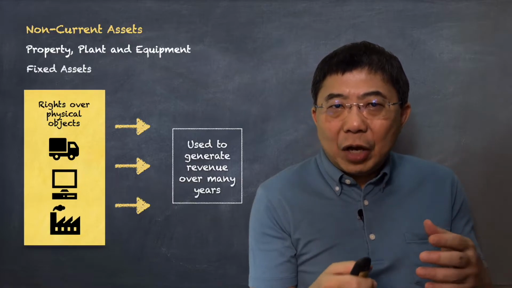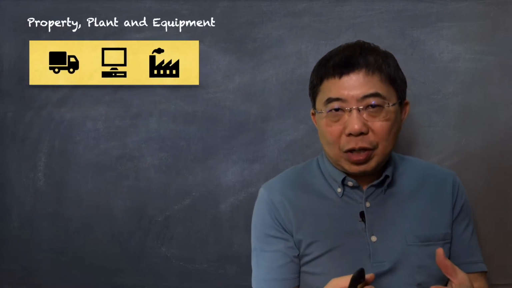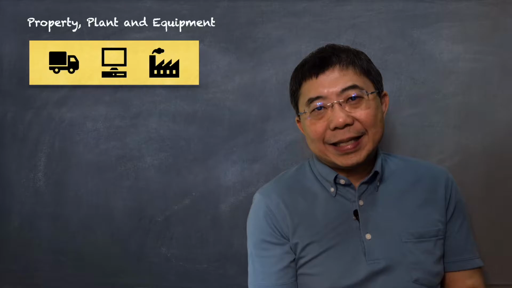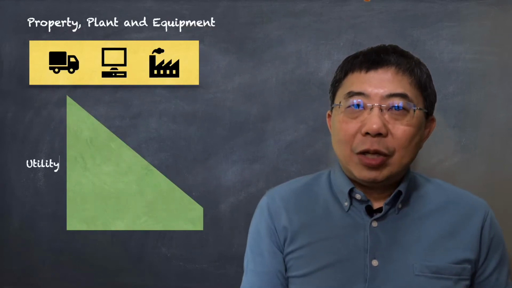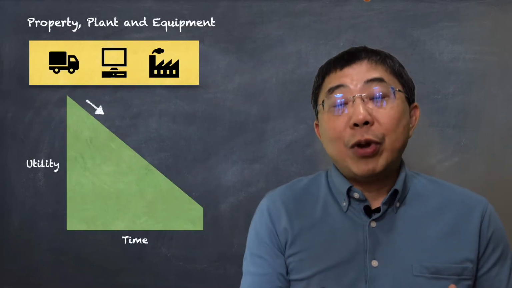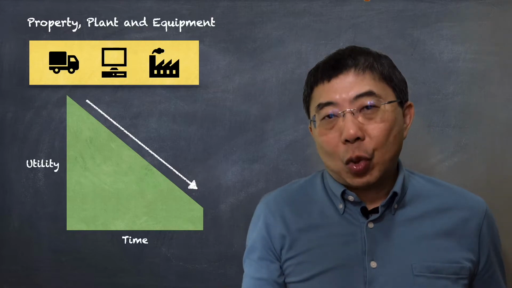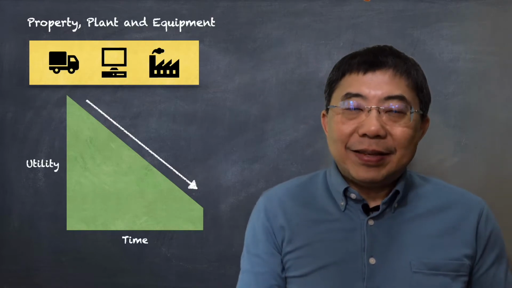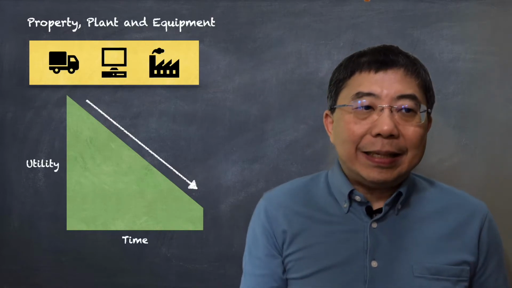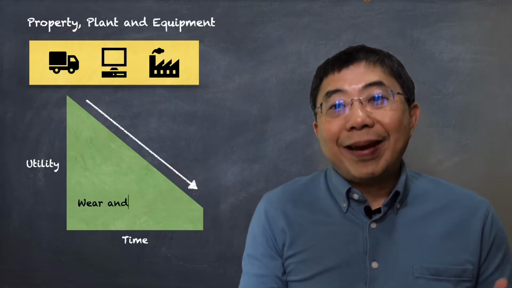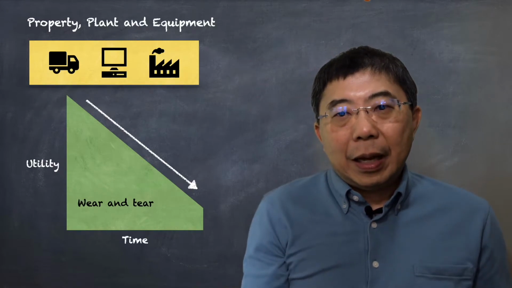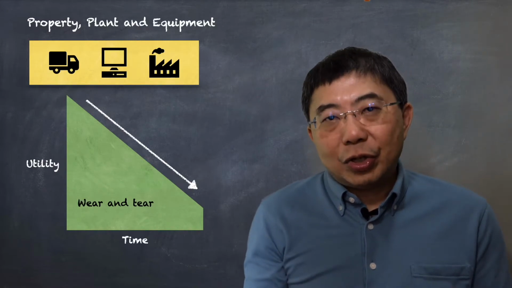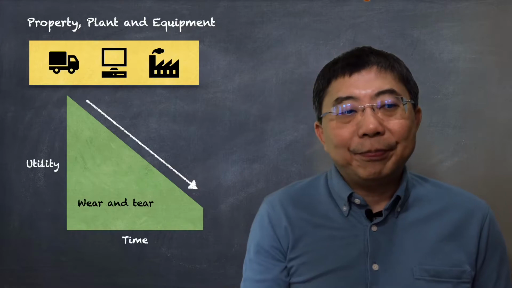Let's now have a closer look at the nature of these physical assets. Due to its physical nature, the ability of these assets to generate revenue declines over time. This decline in its utility is due to the wear and tear on the physical parts of these assets from the constant usage over a long period of time.